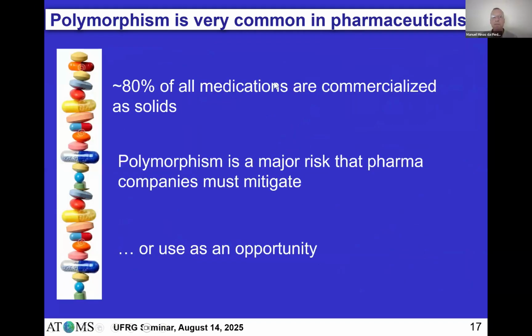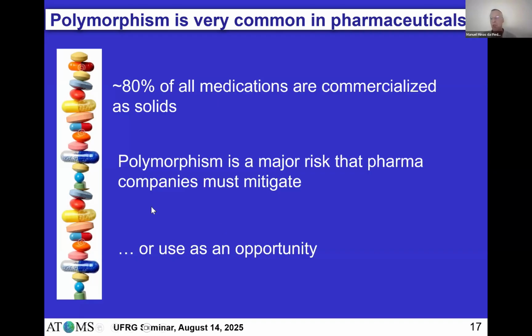Now, polymorphism is a very common property or effect in organic crystals, and it's very important for pharmaceuticals because 80% of all medications are commercialized as solids, and that's because it's easier to take a tablet than go to a center or whatever and get an injection or carry bottles with liquids.